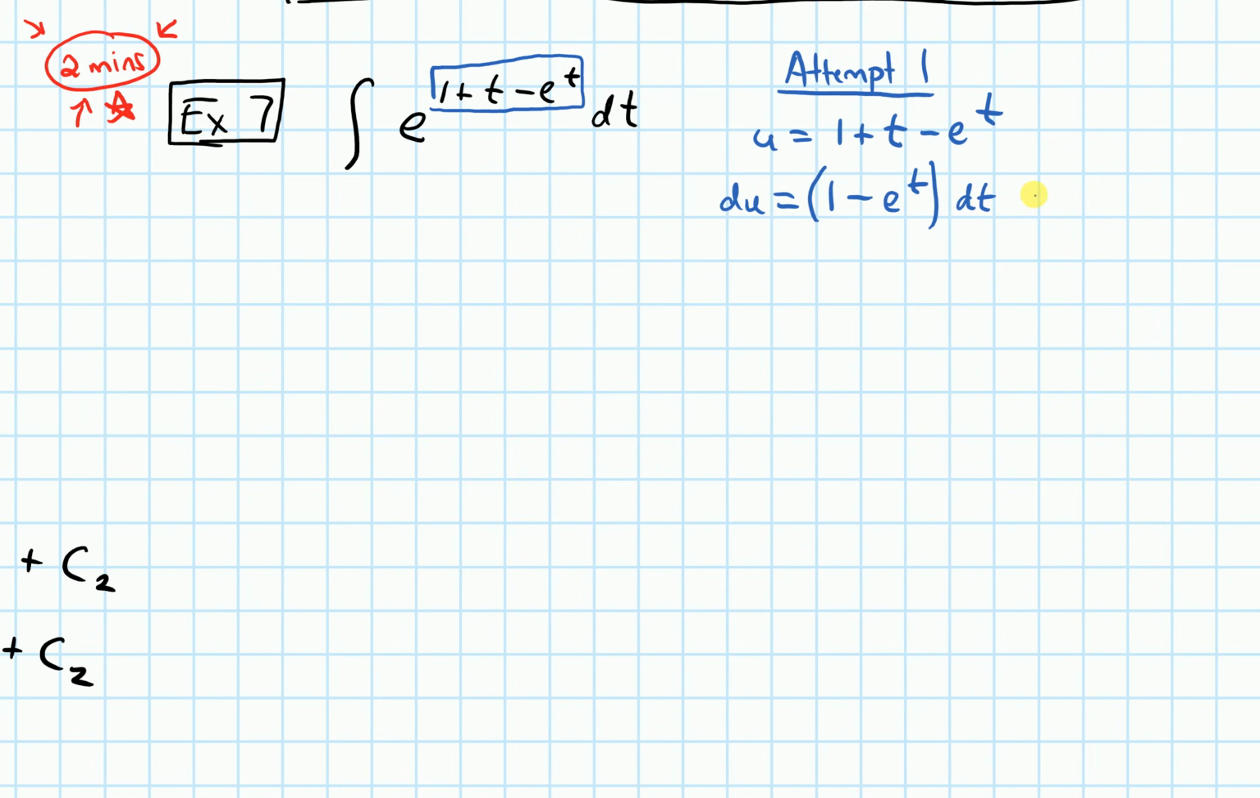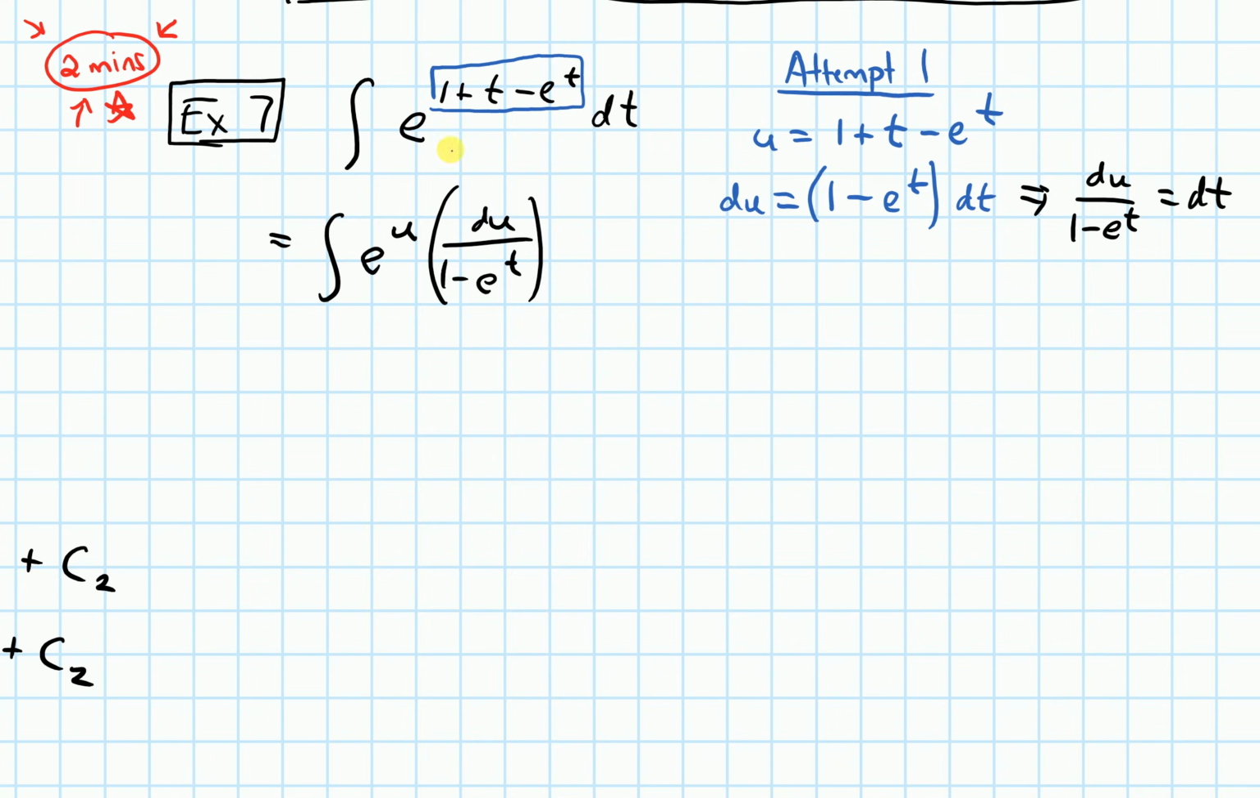And now let's isolate the dt. So we get du over 1 minus e to the t equals dt. And now let's substitute. So we get the integral of e to the u times dt, and dt is du over 1 minus e to the t. So I have some of the t's gone, but I still have one t. I have this e to the t in the denominator.